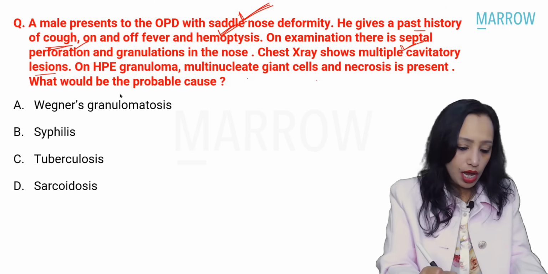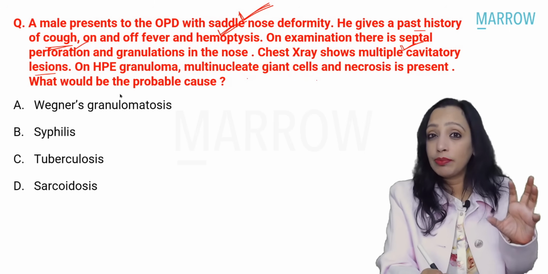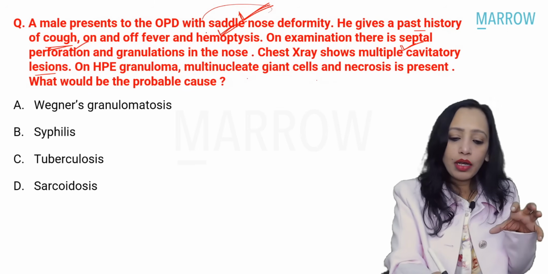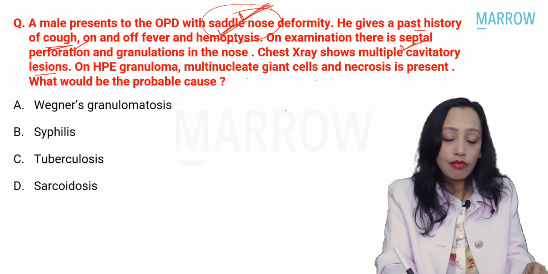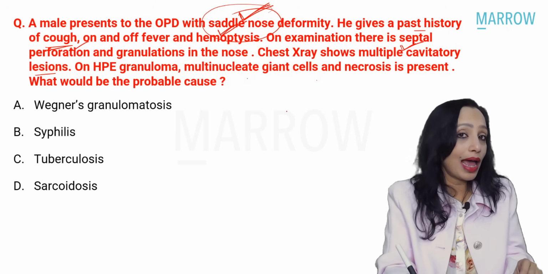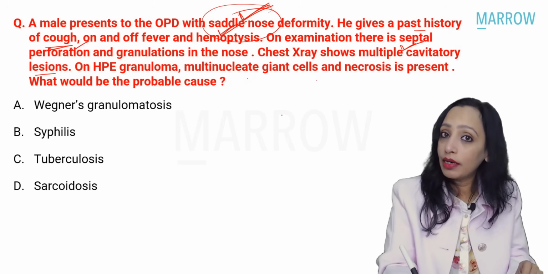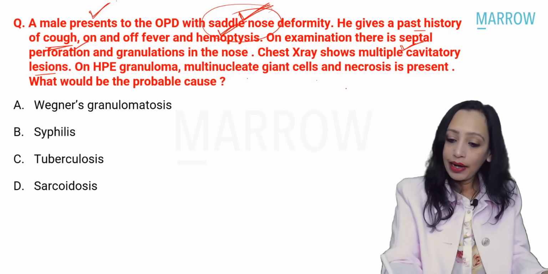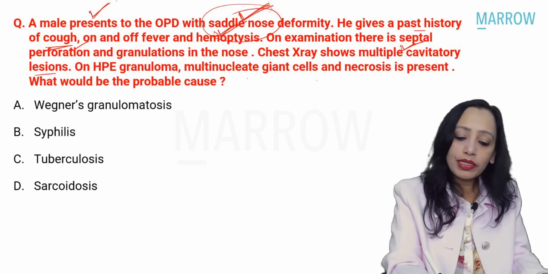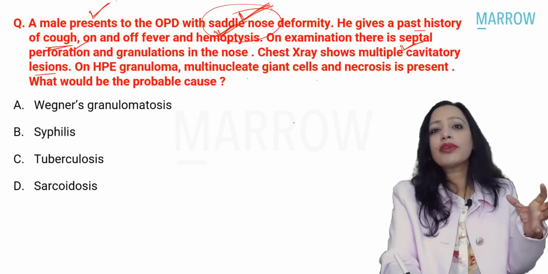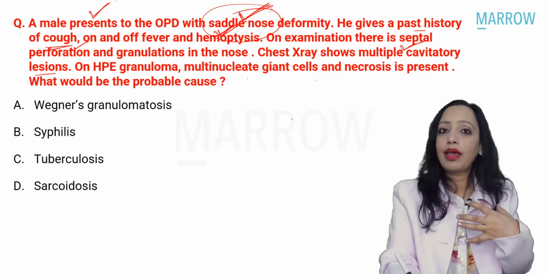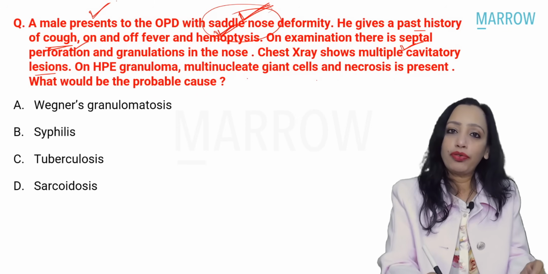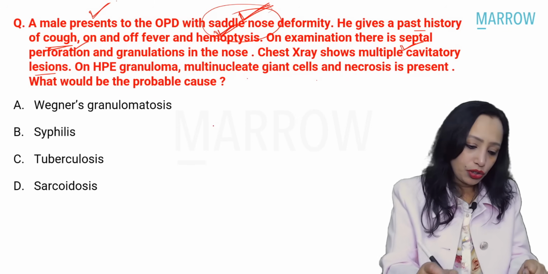Okay, so here we have a patient who has come to us. He has presented to us with what complaints? With saddle nose. Saddle nose means a lot of destruction has happened in this patient quite early. And also he is presenting with hemoptysis, which means there is extensive involvement of the nose, along with extensive involvement of the lungs, and the X-ray also shows cavitatory lesion. So here let us look at the choices.